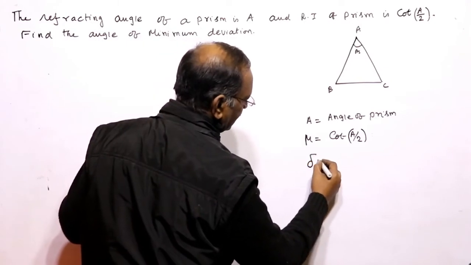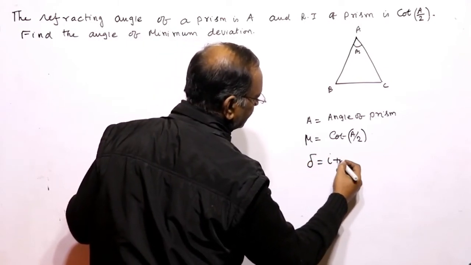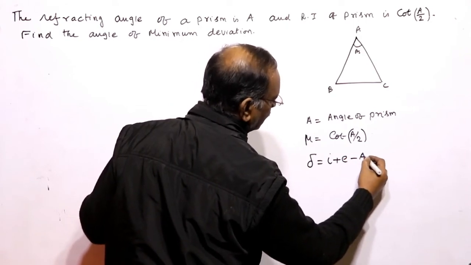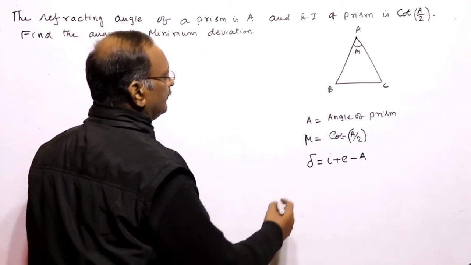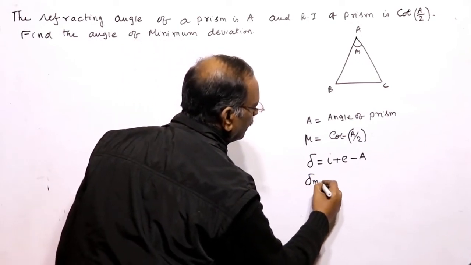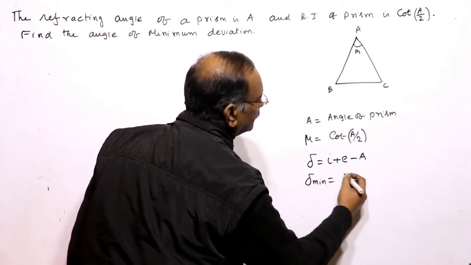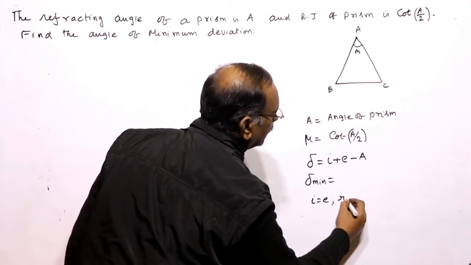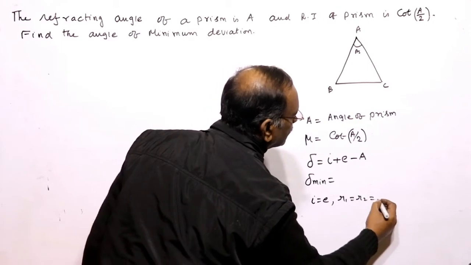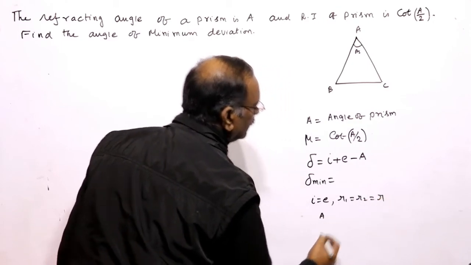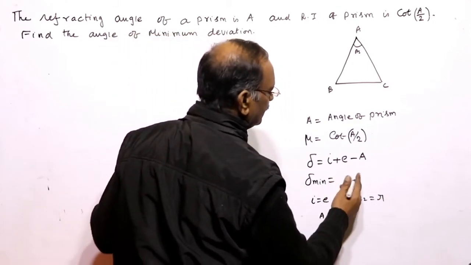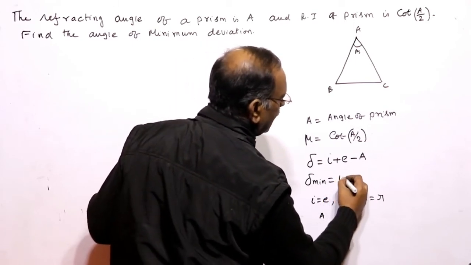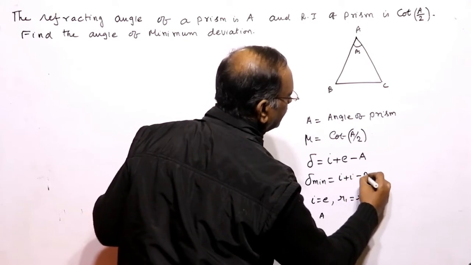See, the angle of deviation is given by the angle of incidence at the first face plus the angle of emergence at the second face minus the angle of prism. So here for minimum deviation, I should be equal to E, and R1 should be equal to R2, which is equal to R, and A is the angle of prism. It means I1 equals I2, so we can write the angle of minimum deviation as I plus I minus A.